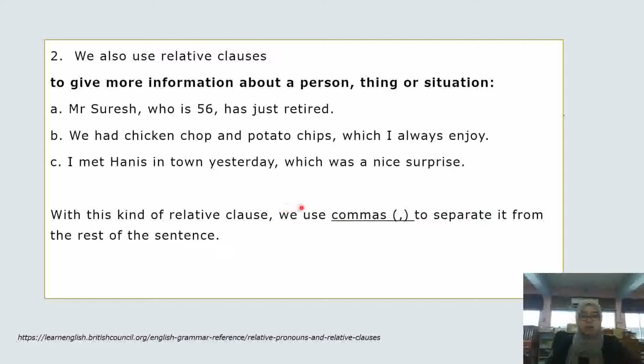We also have the comma here. With this kind of relative clause, we use commas to separate it from the rest of the sentence. Remember, when we use commas, this is where we give more information about a person, thing, or situation. Do you think you have some ideas about relative clauses by now? I hope so. We can continue with our next lesson or next slide.